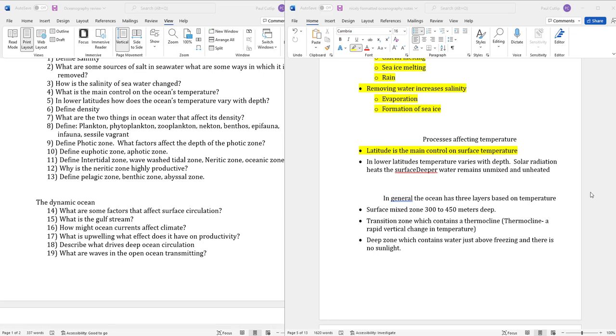And that is, of course, latitude. The closer you get to the pole, the colder the surface water gets. The closer you get to the equator, the warmer the surface water gets. Simple enough. Okay, so in lower latitudes, how does the ocean's temperature vary with depth?